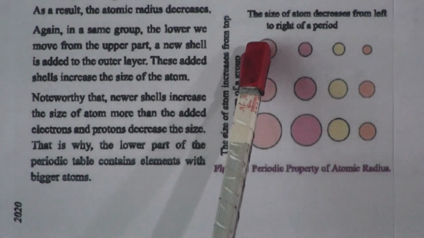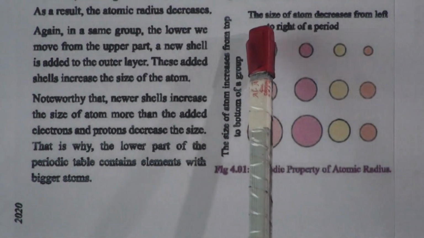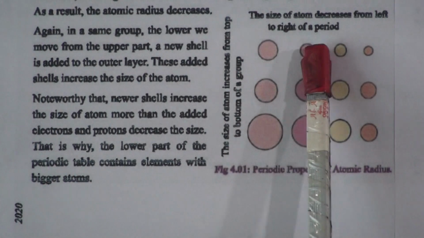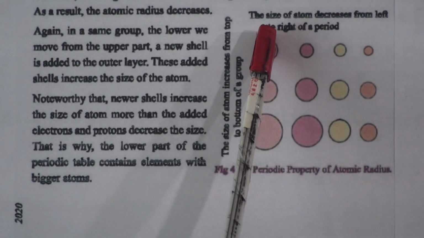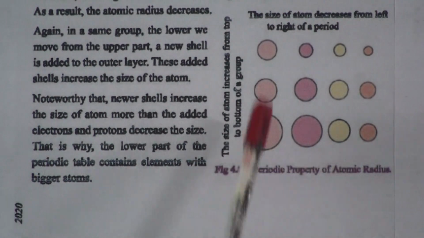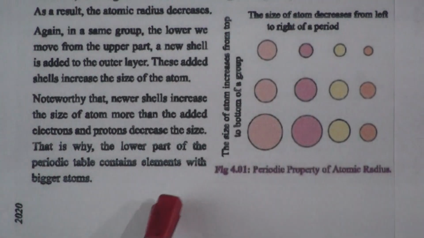Now if you observe, if we move from left to right in a period of the periodic table, the size of atom decreases, and if we move from top to bottom, the size of atom increases.